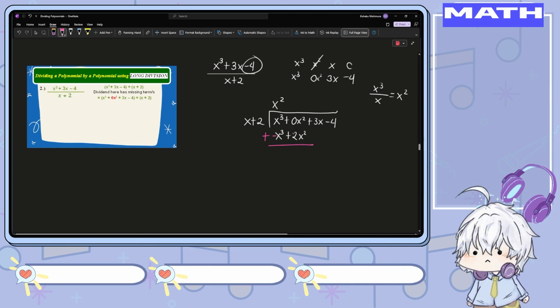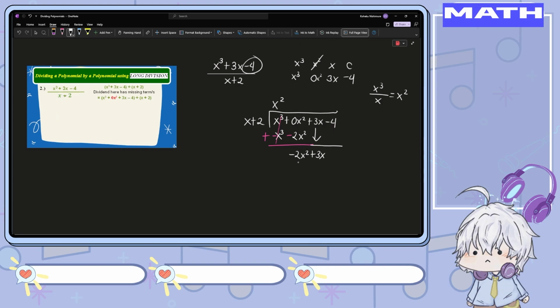This will become negative, this will become negative. If we do so, this will be cancelled out. But 0 plus negative 2 is negative 2x squared. And that is the purpose why we have 0x squared there, so that we have a placeholder. And then we bring down positive 3x.